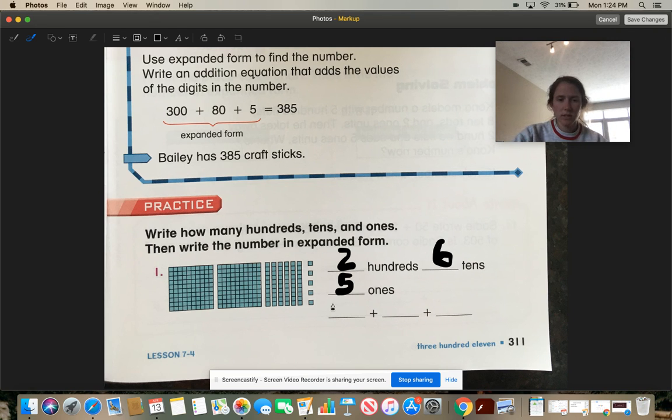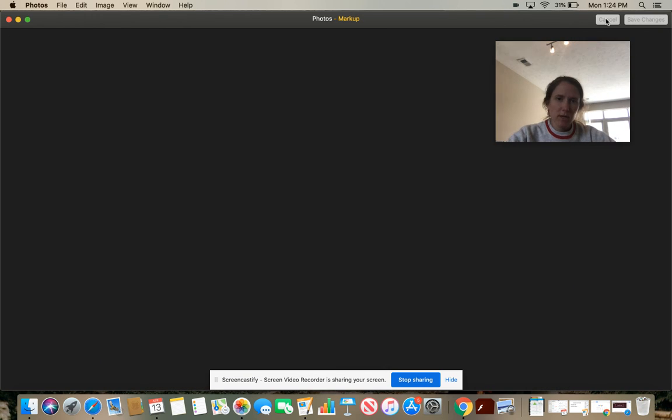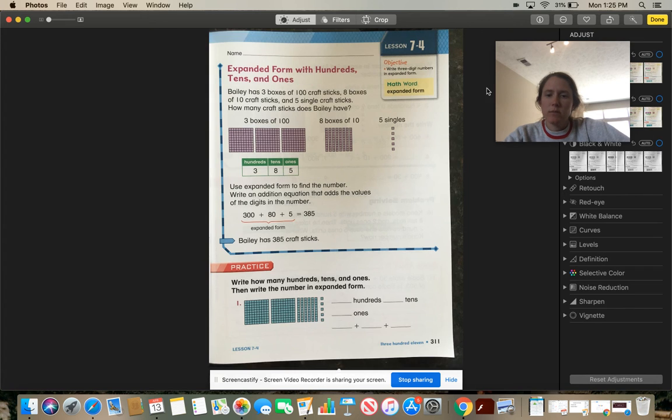So 2 hundreds is the same thing as 200. Zeros are really hard for me to write. So 200, 6 tens would be equal to 60. And then 5 ones is the same thing as just 5. So you would say that this in expanded form is 200 plus 60 plus 5. Hopefully that helps you. I'm going to go on to the next page now. Give me a second. It takes a little bit for me to pop up the next page.